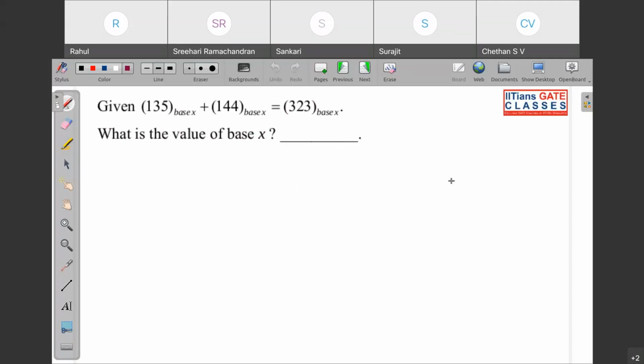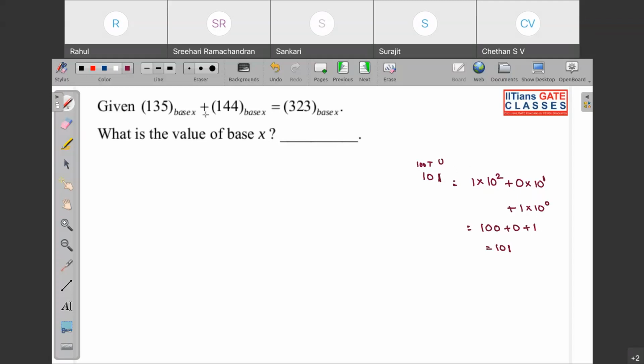Suppose I give you a number like this. We know this is the units place, this is a decimal number, this is the tens place, and this is the hundreds place. So how do we write the number? 1 into 10 squared, the hundreds place. The tens place is 0 into 10 to the power 1. And the units place is 1 into 10 to the power 0. If you add this, it will be 100 plus 0 plus 1, so you get 101.